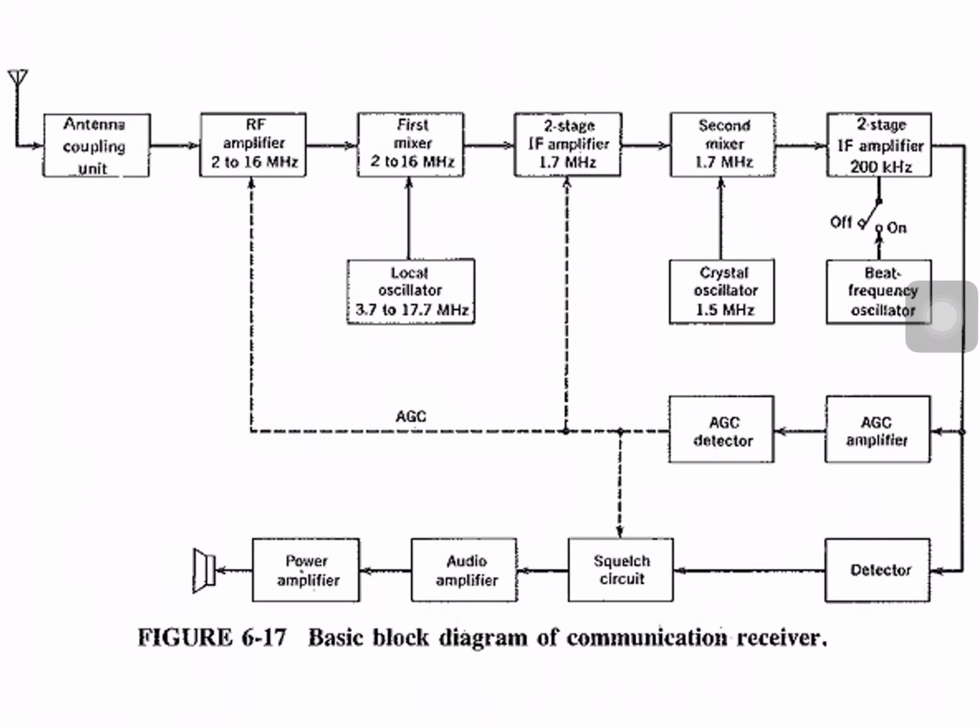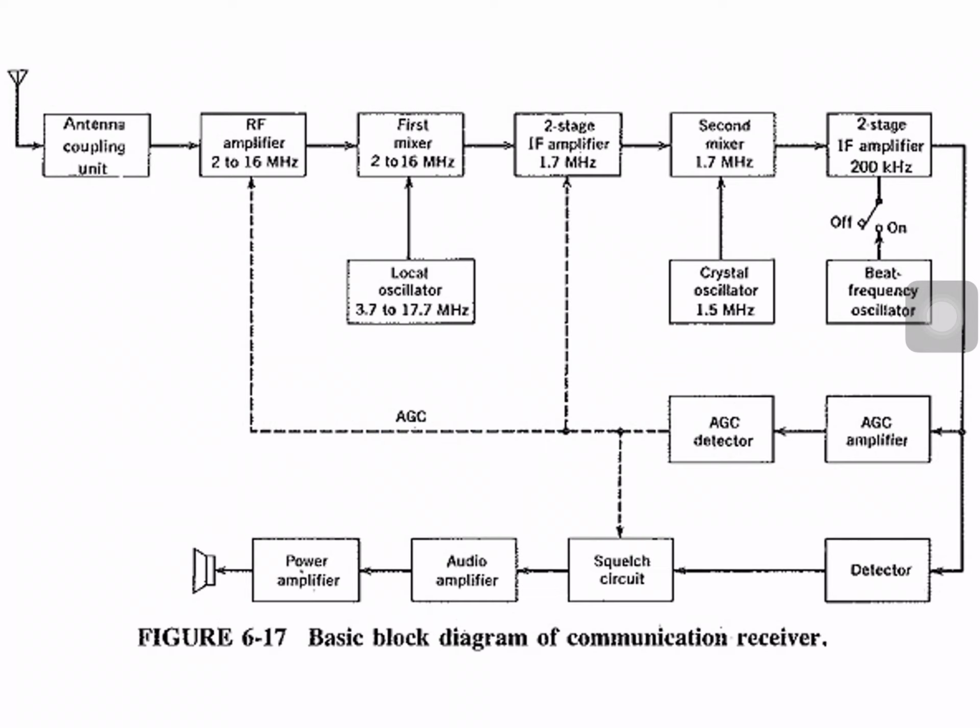Now see, this is the block diagram of the communication receiver. Again the antenna receives the signal. There is an antenna coupling unit. We learned this unit in the previous topic, FM demodulation block diagram, in which a grounded gate or grounded base circuit or cascode amplifier is used. Here the RF amplifier has a fixed range of 2 to 16 megahertz.